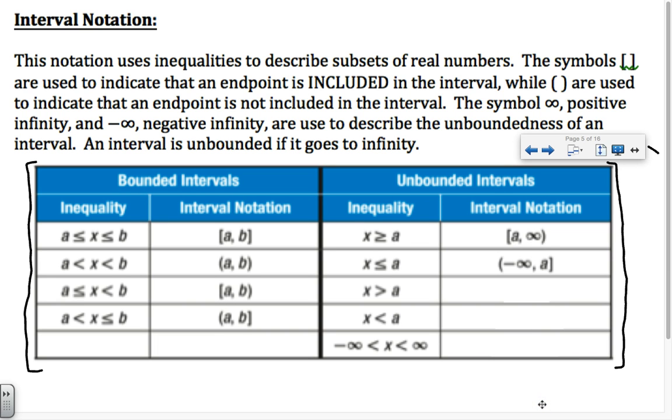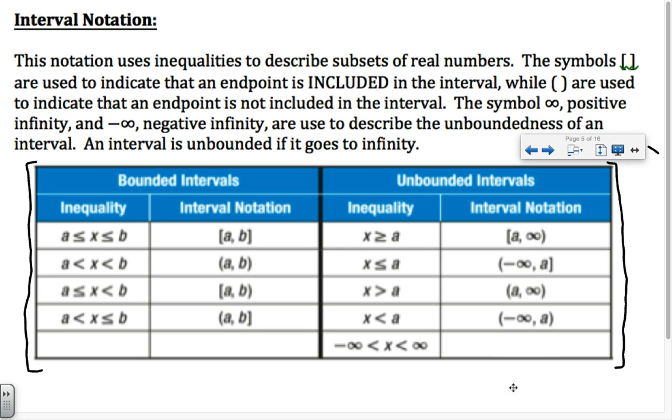One thing that you should always note is that you can never put a square bracket on infinity. That would mean that you're including infinity, and that actually doesn't make sense mathematically. Now, if I say that x is just greater than a, that means that a is not included, and so it would look like that. And if I say x is less than a, which means a is the largest number, but I'm not including it, it would look like that.